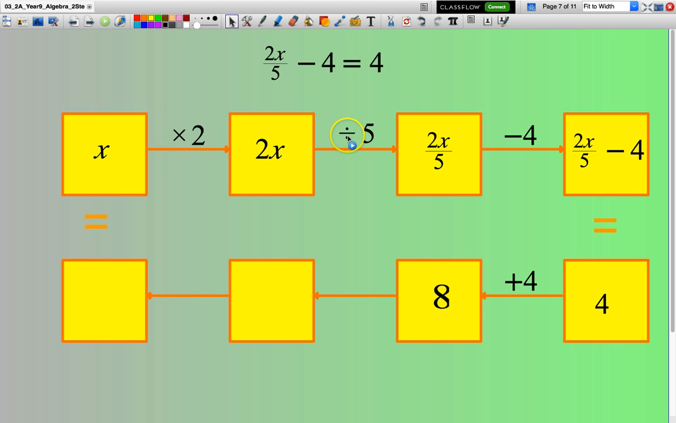The inverse operation of dividing by 5 is multiplying by 5. 8 times 5 equals 40. And the inverse operation of multiplying by 2 is dividing by 2, which will provide me with x equals 20. Now I can check this. 2 times 20 is 40. 40 divided by 5 is 8. 8 minus 4 equals 4.